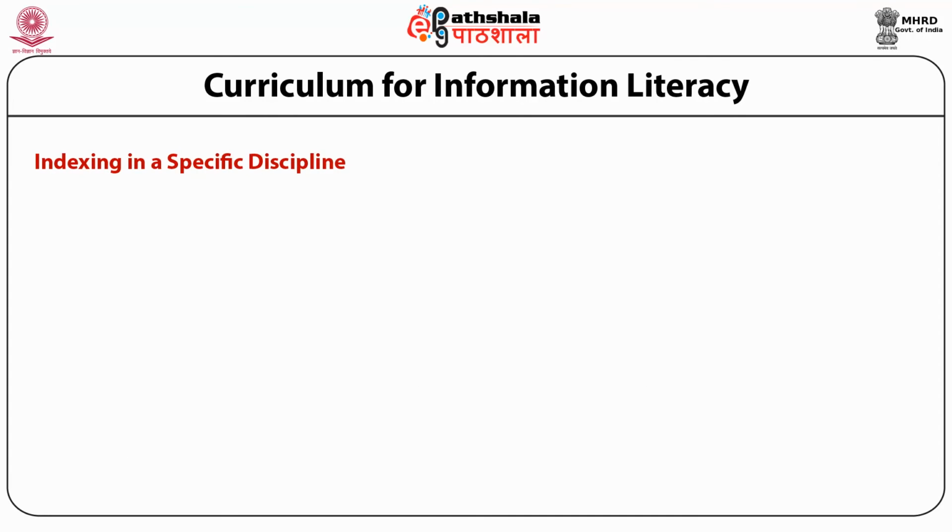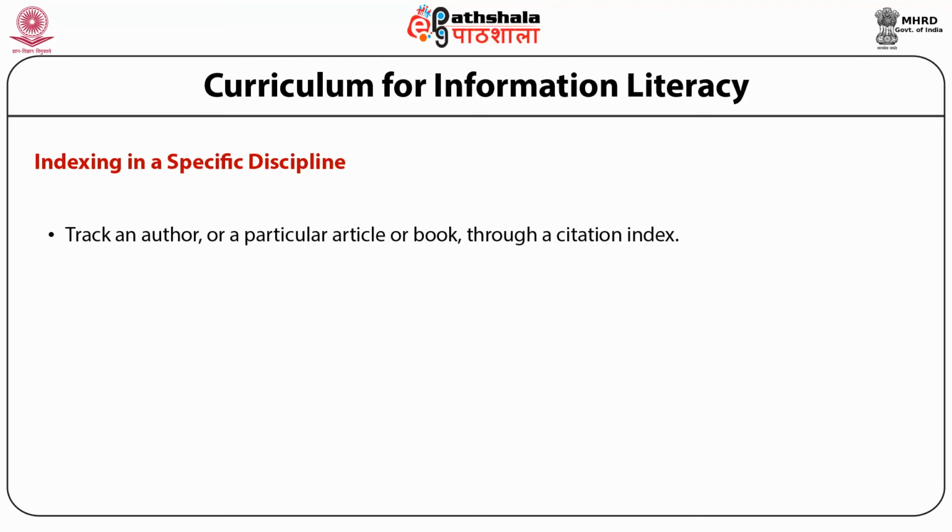Indexing in a specific discipline. Number 1, track an author or a particular article or book through a citation index. Now, how to use citation indexes? What does it mean to be cited? See the interconnectedness of the scholarly network. See how topics evolve. Number 2, trace a scholar's career.